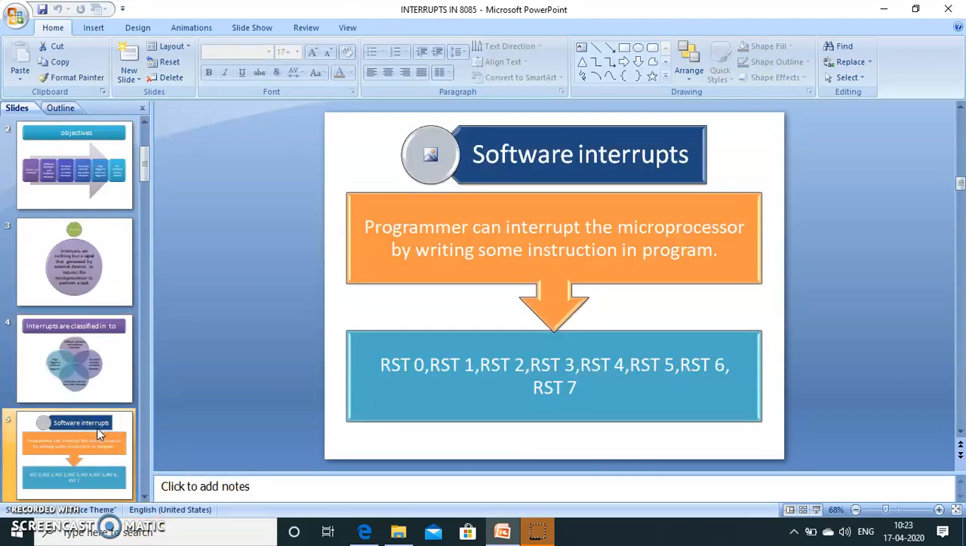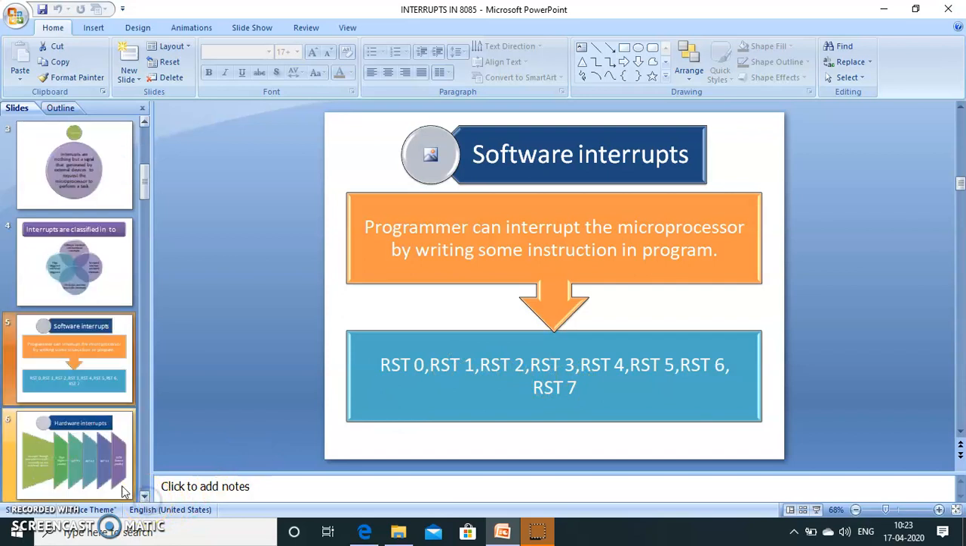In the case of a software interrupt, the programmer can interrupt the microprocessor by writing some code into the main program. After reaching that point in the main program, the microprocessor will jump into the ISR, complete that ISR, and come back to our main program. There are mainly 8 software interrupts, that is RST0, RST1 up to RST7.